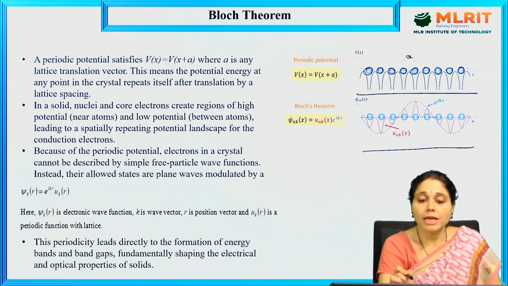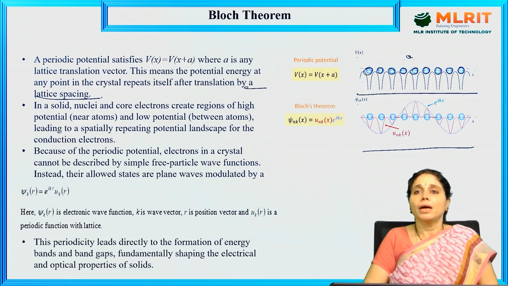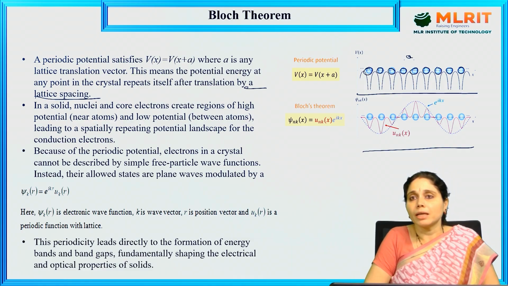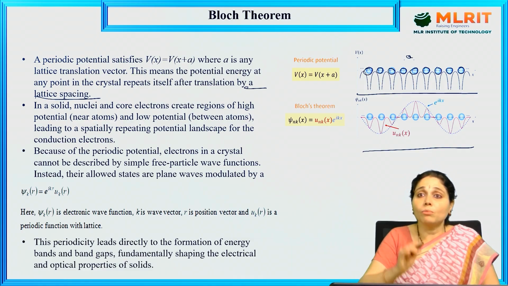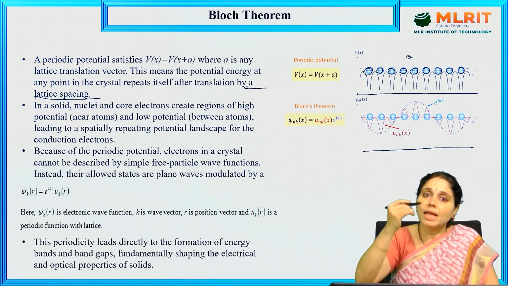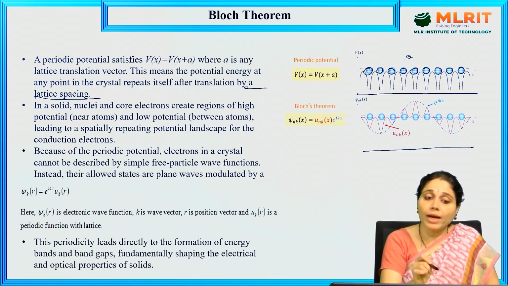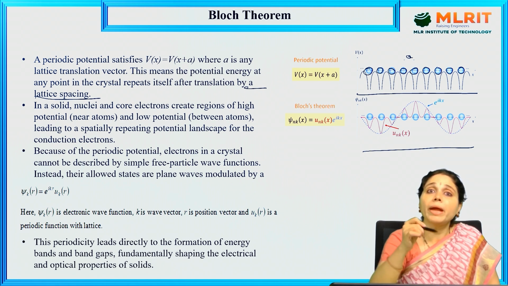This means that potential energy at any point in a crystal repeats itself after translation by the lattice spacing. Okay, so what happens here? In a crystal lattice, the atoms move here and there, and atomic movement means the electronic movement itself. So the atoms move from one position to another in a crystal lattice, where we can find the potential energy in a crystal repeats itself.